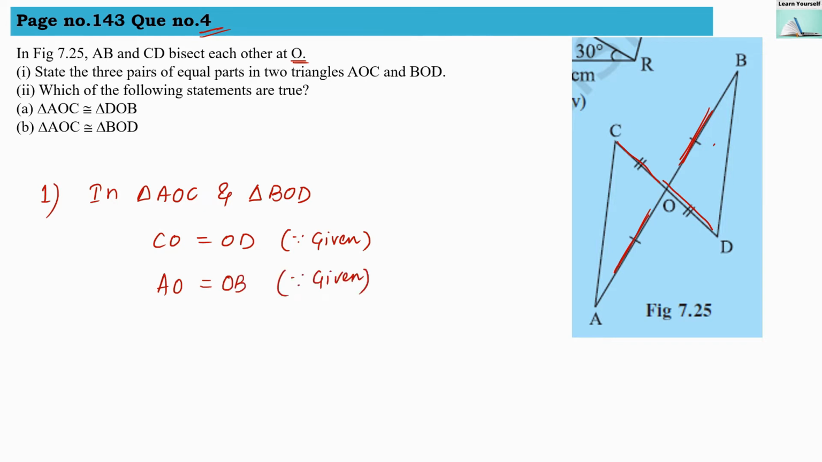Now we need one angle to establish this criteria, that is, side and angle. So we can take this angle because angle O is common for both of these triangles. So angle O is equal to angle O, obviously, because this is common for both triangles. Now, as per SAS, both triangles are in congruence with each other, and we have answered the first question, that the three equal parts are side, side and angle.